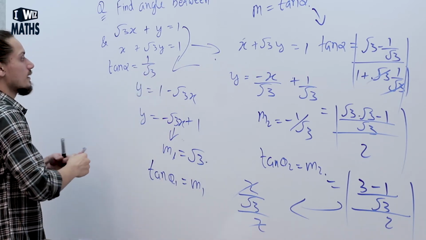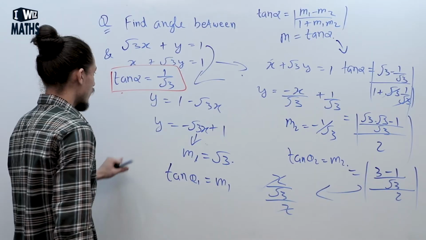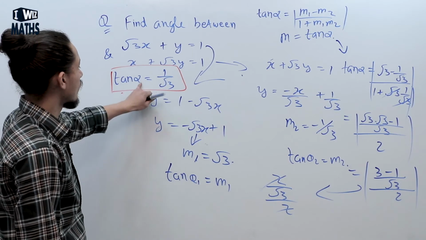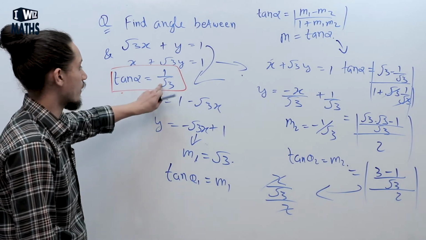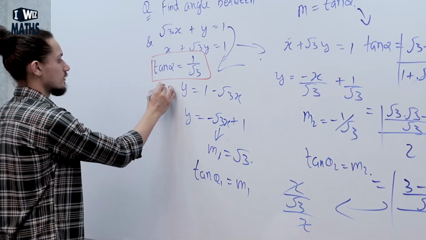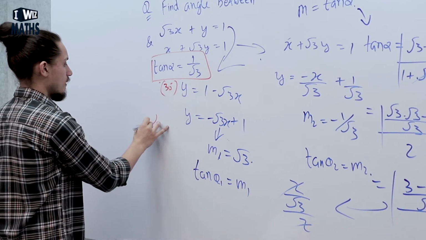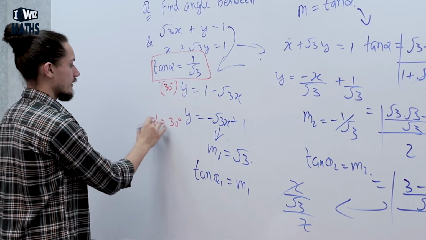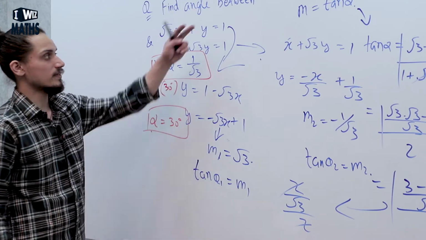ये आ गया हमारे पास टेंजेंट अल्फा की वैल्यू. अब टेंजेंट की वैल्यू किस डिग्री पे 1 अपॉन अंडर रूट 3 होती है, we know that is 30 degrees. So we get alpha is equal to 30 degrees, which is the angle between these two lines.